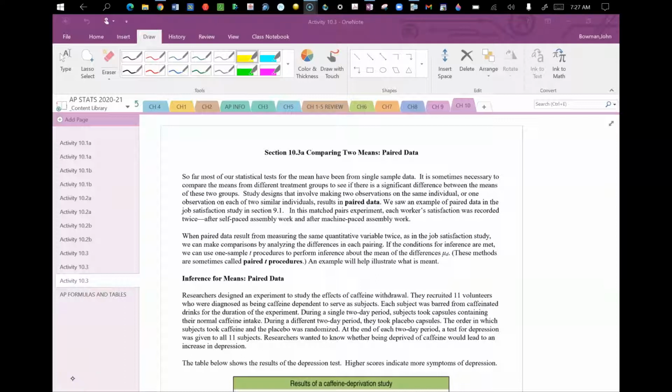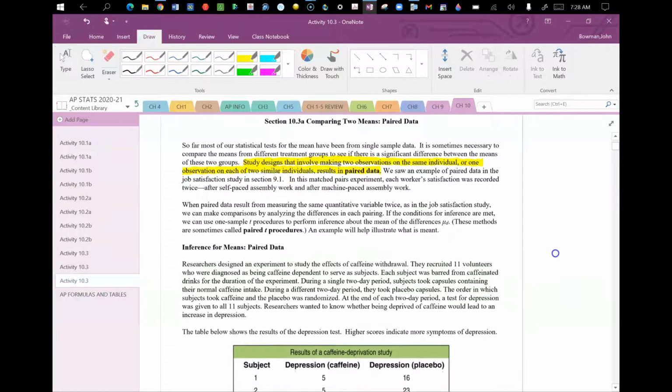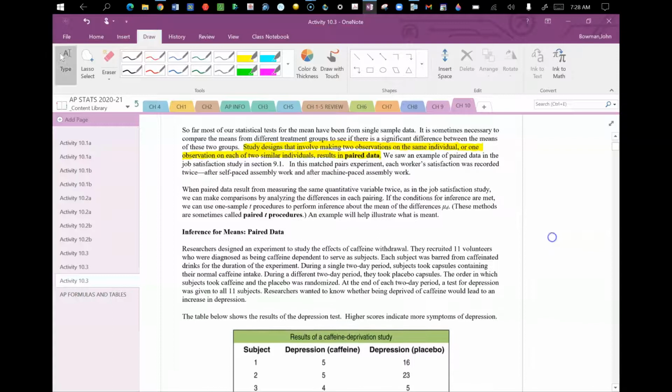It covers Section 3, and it is inference for comparing means, but when the data is paired. So sometimes we do experiments or studies, and in those studies, the process involves making two observations on the same individual or subjects, or on subjects that are similar to each other. In this case, we have what is called paired data.